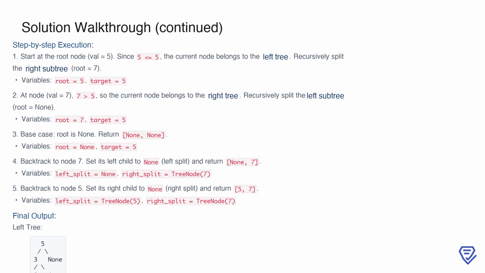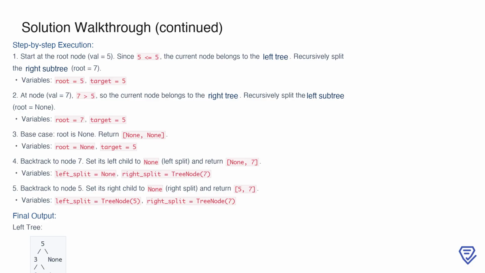In the second example, the BST has a root value of 5, and the target value is also 5. Starting at the root node, we see that 5 satisfies the condition 5 equals 5, meaning this node belongs to the left tree. We then proceed to split the right subtree, which has the root node 7. Here, our variables are root equals 5 and target equals 5.